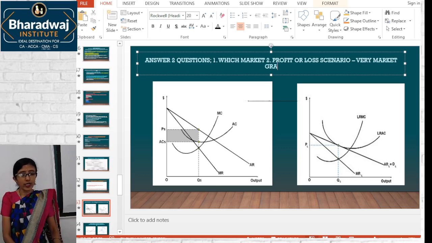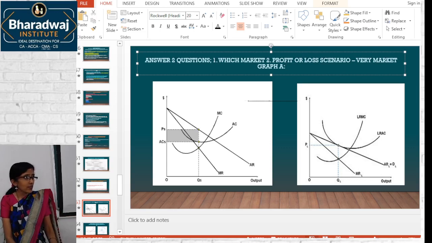Graph 1 or graph A. What's the market form? Monopoly market. Yes. Then some other option is coming. What is it? Duopoly. Imperfect. Under that, you just want to say imperfect. What type of imperfect market?